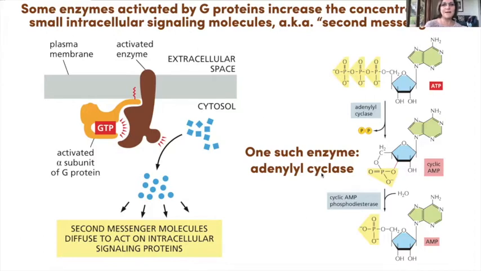When adenylyl cyclase is turned on, that creates high cyclic AMP within the cell. And eventually that gets cleaved by a phosphodiesterase enzyme. So it has a lifespan as well. So the signal persists until the cyclic AMP goes away.